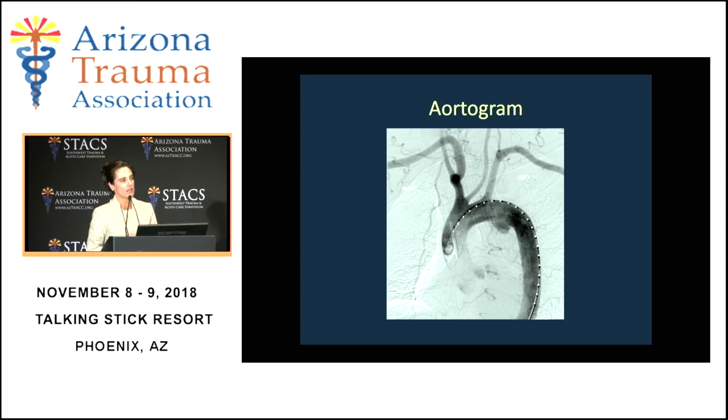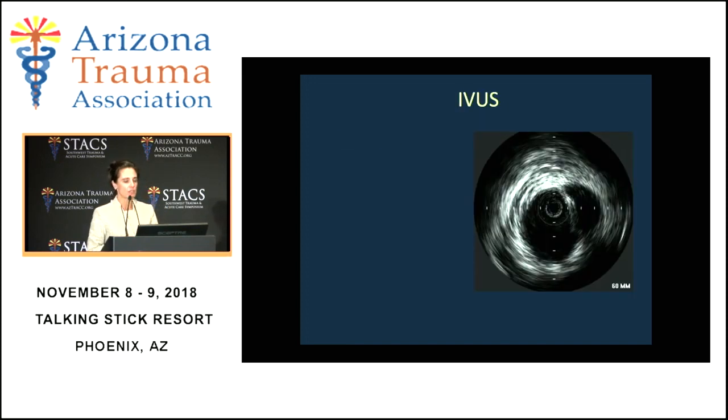The aortogram used to be the gold standard, right? Before we had CT scans, patients went to the angiography suite and had a contrast injection, and this was a great way to see most often type 3 or grade 3 lesions, pseudoaneurysms. But angiography is also sensitive enough to pick up large intimal flaps and dissections, which are grade 1 and 2, as well as some intramural hematomas.